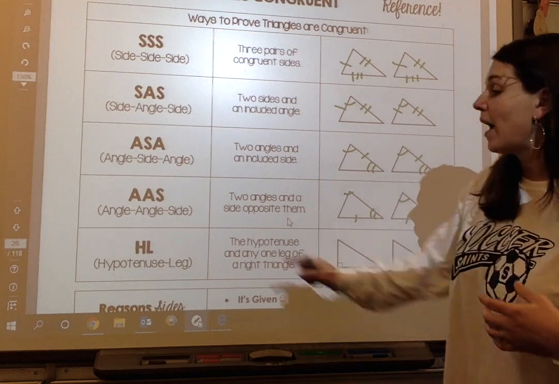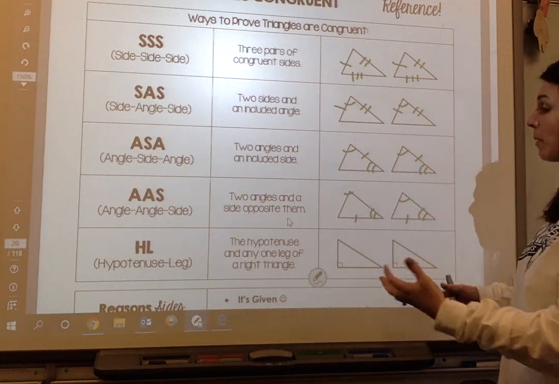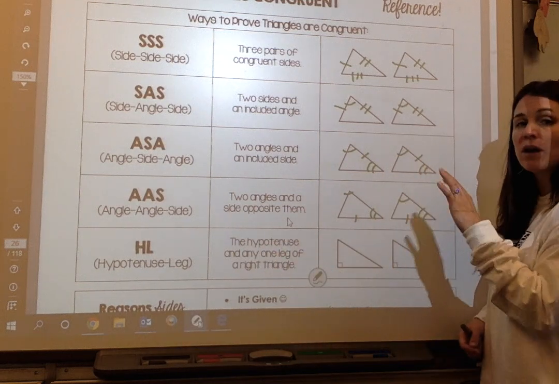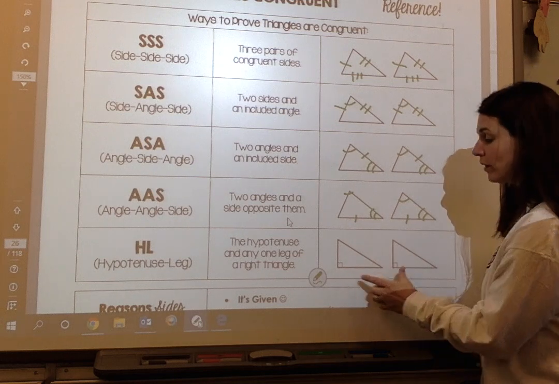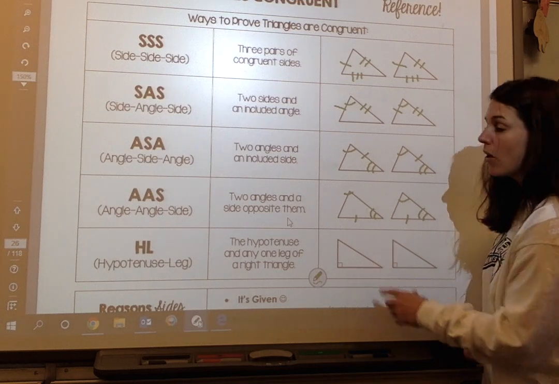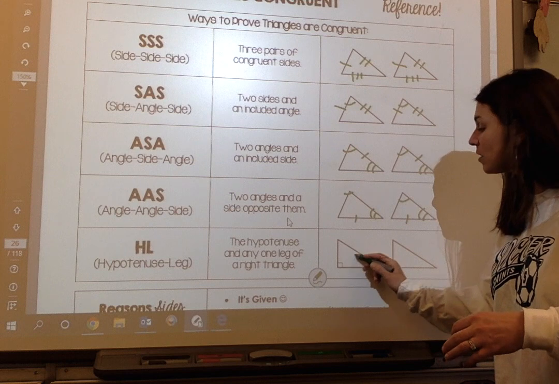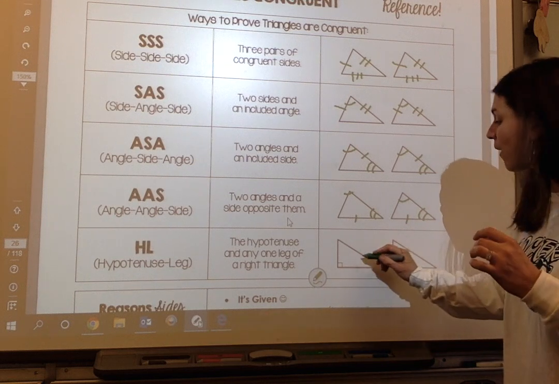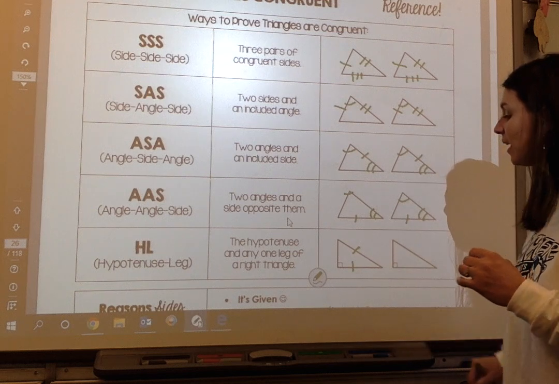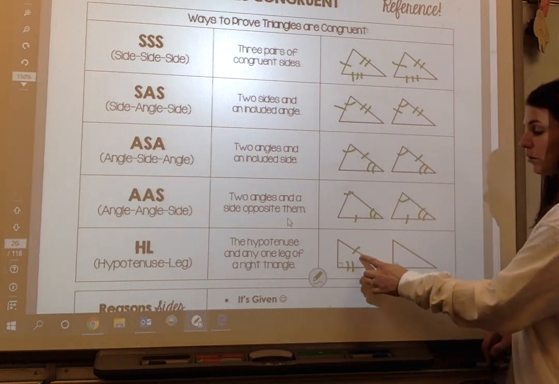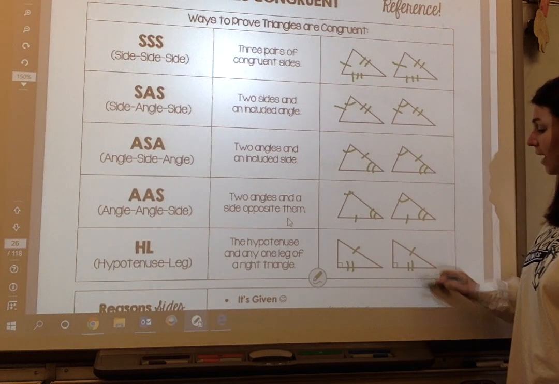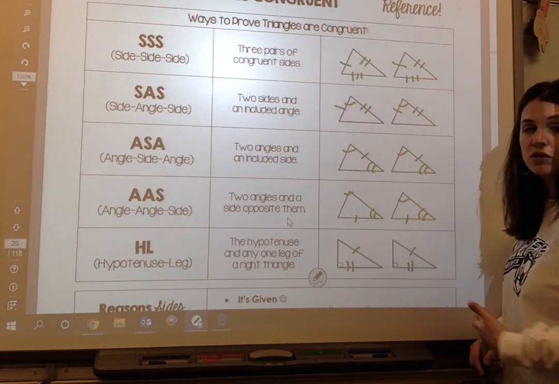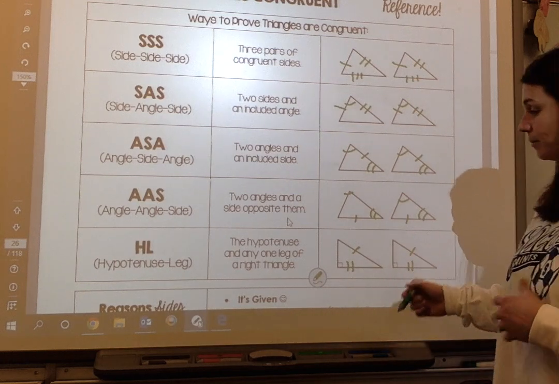We also have hypotenuse leg. So remember, hypotenuse leg can only be used on a right triangle. That's it, because that's the only triangle that has a hypotenuse. So remember, your hypotenuse is opposite of your right angle. So we know if a hypotenuse and a leg are congruent, then these 2 triangles are congruent.